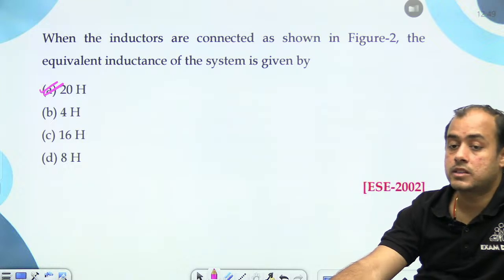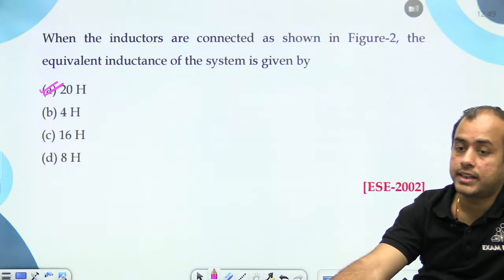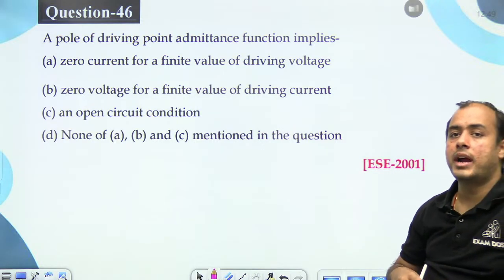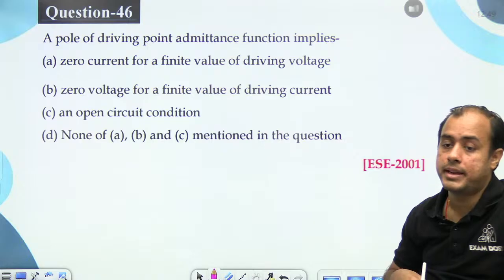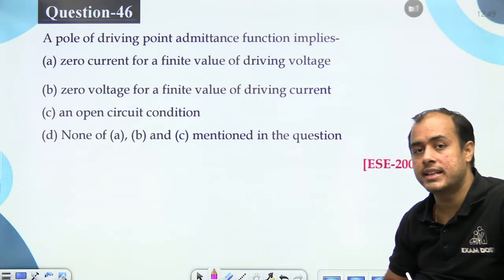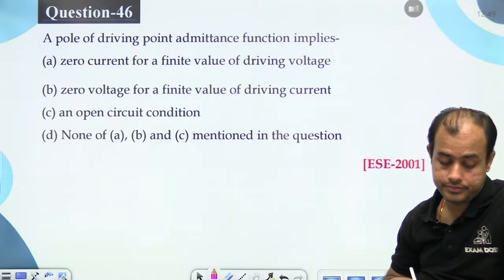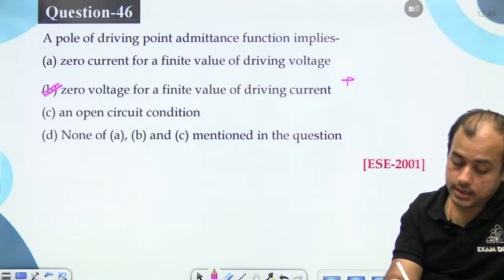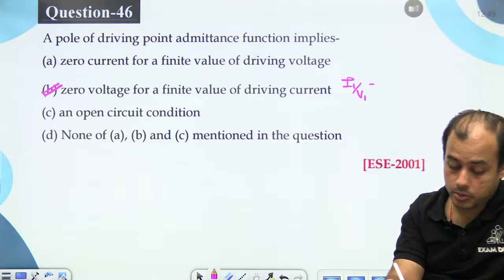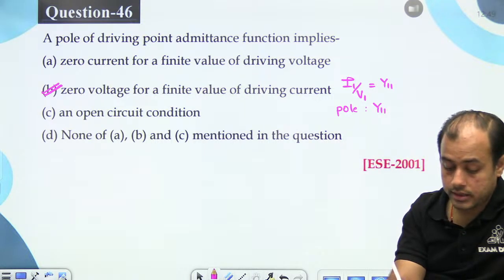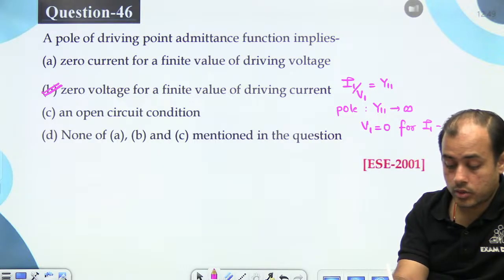ठीक है. इंडक्टेंस मैट्रिक्स में डायगोनल एलिमेंट्स आर द सेल्फ इंडक्टेंस एंड ऑफ डायगोनल आर द म्यूचुअल. A pole of driving point admittance function implies, pole means where the admittance becomes infinite, or you can say impedance becomes 0. So answer is B. Because I1 by V1 is suppose Y11. Pole means Y11 tends to infinity. So V1 is 0 for I1 not equal to 0.